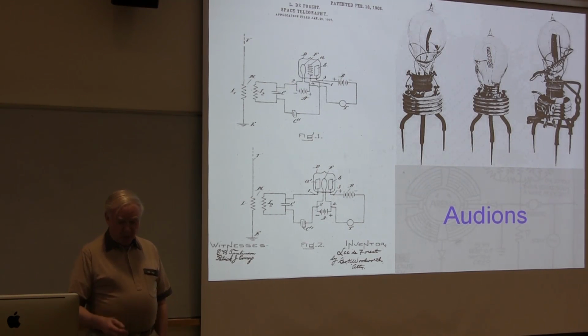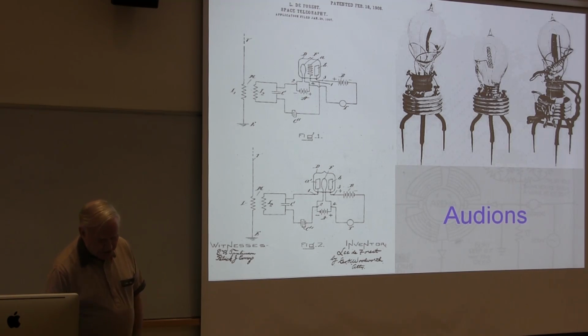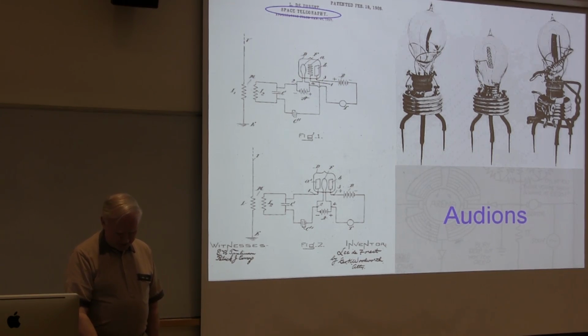Here are some devices called audions, which are triodes, believe it or not. But what I found interesting about this was the annotation at the top on the patent for space telegraphy. Now, I think by space it just means distance, but it was kind of a strange prophecy, wasn't it?